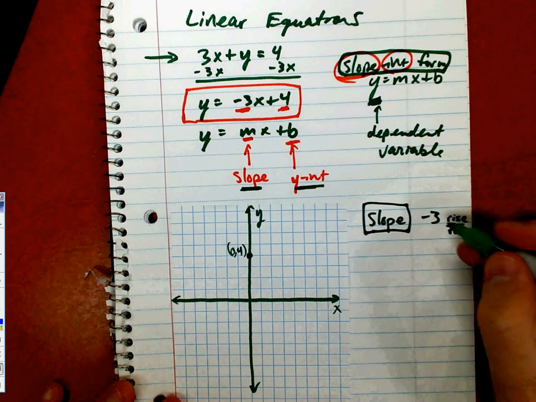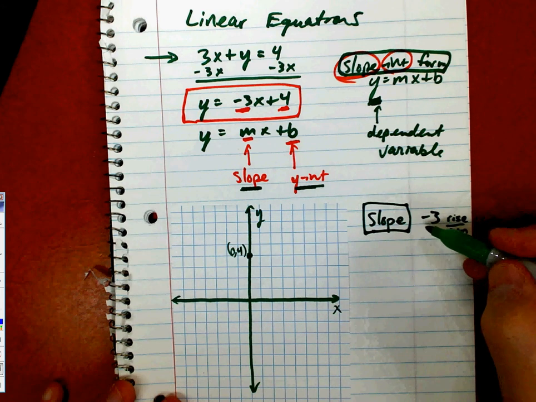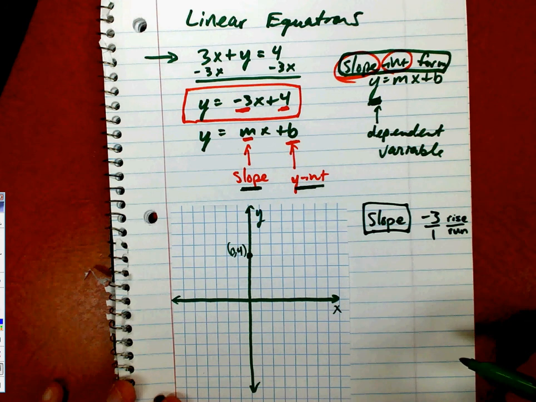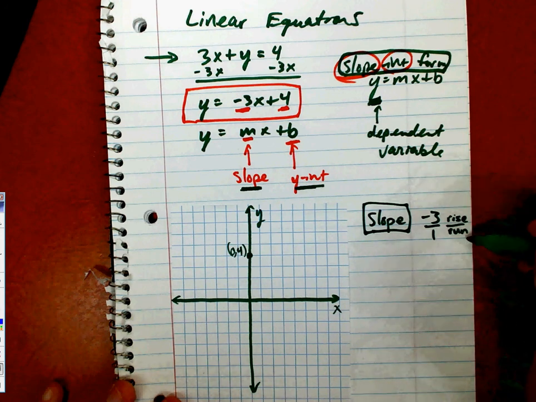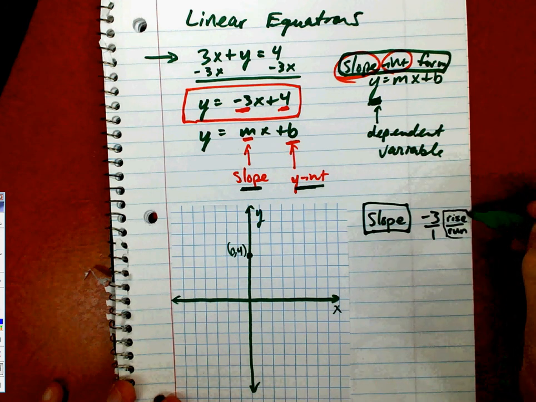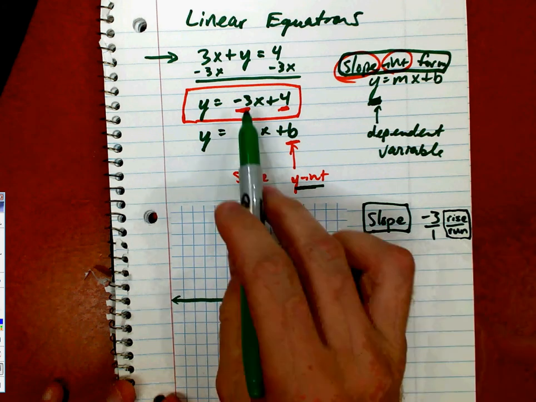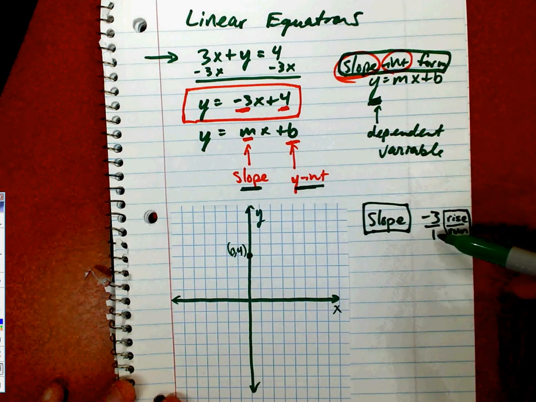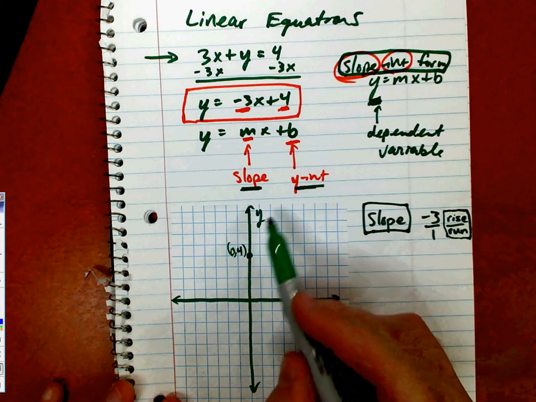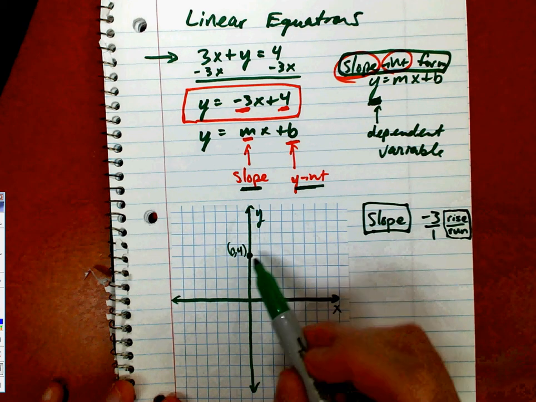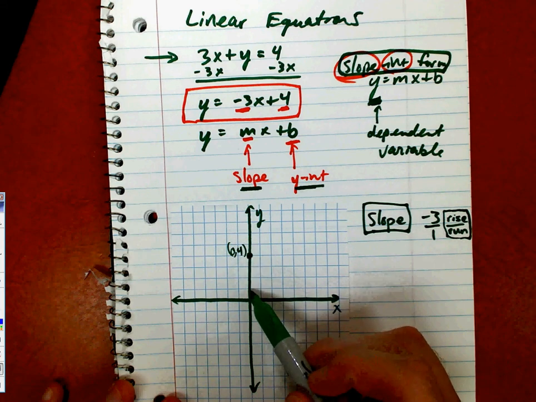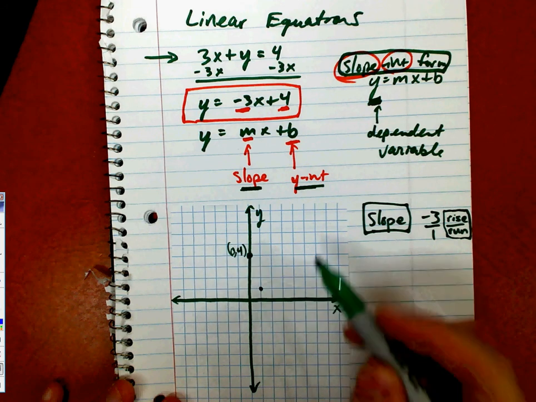So how am I going to write negative 3 as a fraction? I'm just going to very simply change it to negative 3 over 1. So rise over run means that every point that's on the line of this equation can be found by rising negative 3 and running 1. So I'm going to find the next point on this line by, you say, rise a negative 3. So I'm going to go down 3 and run 1.